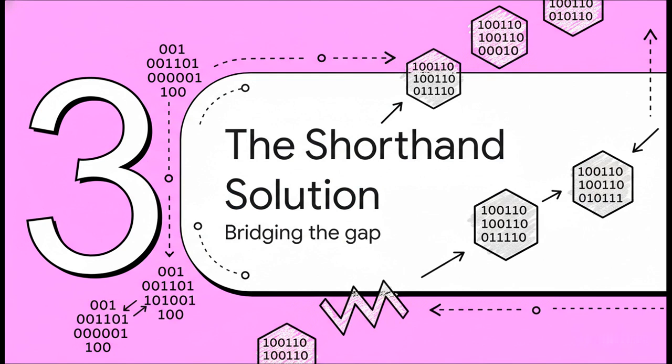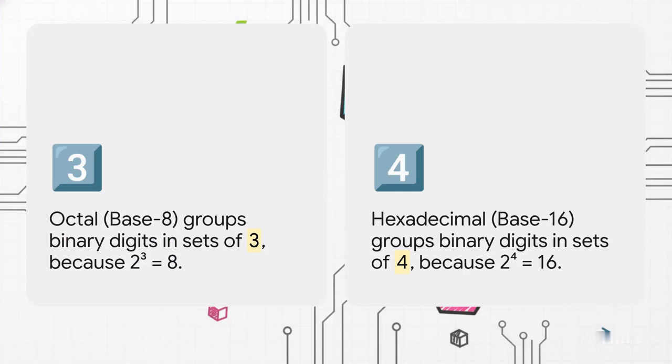They are brilliant, elegant tools specifically designed to make binary manageable for people like you and me. And the magic behind it is actually some really simple math. Check this out. 2 to the power of 3 is 8. That means any group of 3 binary digits can be perfectly represented by a single octal digit. And 2 to the power of 4 is 16, which means any group of 4 binary digits can be represented by a single hexadecimal symbol.